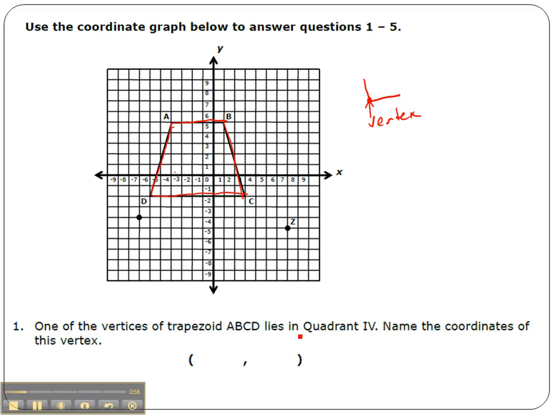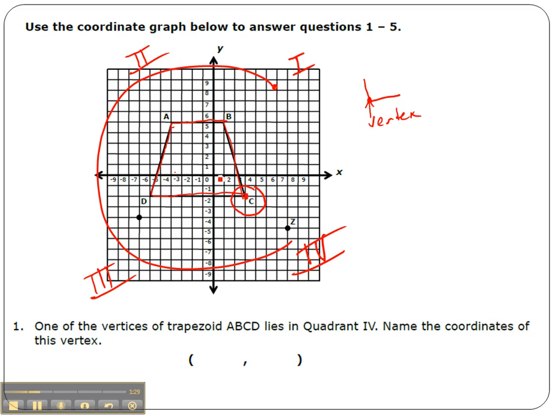So we want the one that lies in quadrant 4. So we just need to remember our trick for naming the quadrants. Make a C for Colby, and then name them in order. Your C begins in quadrant 1, and then it passes through quadrant 2. As you make your C, you pass next through quadrant 3, and then finally your C ends in quadrant 4. So the vertex of trapezoid ABCD that lies in quadrant 4 is point C.